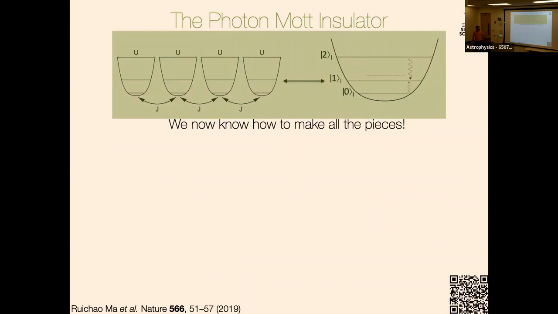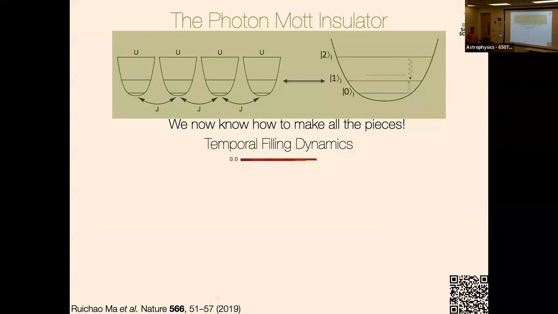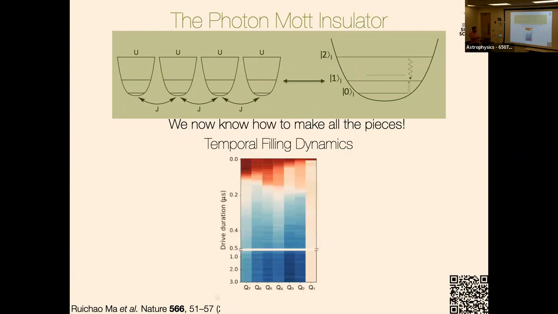We know how to make all of the pieces. Let's look at what happens when we actually run this thing forward in time. So what I'm going to show you is the occupation of each of the sites in the lattice versus time, starting at time zero when we turn the thing on. Okay? And what you see is that it starts out empty, and then you get this filling front as photons load into the system one by one. And this makes us a Mott insulator of photons. Okay?